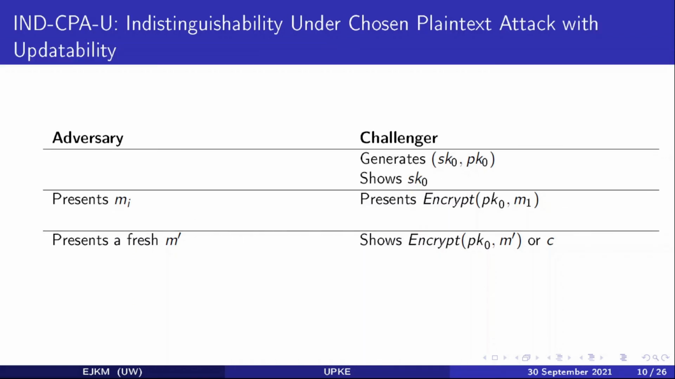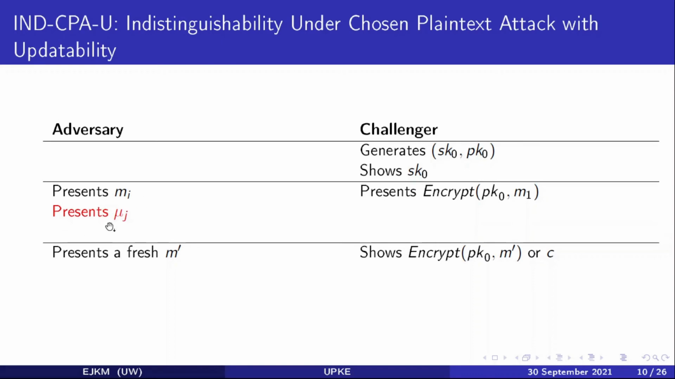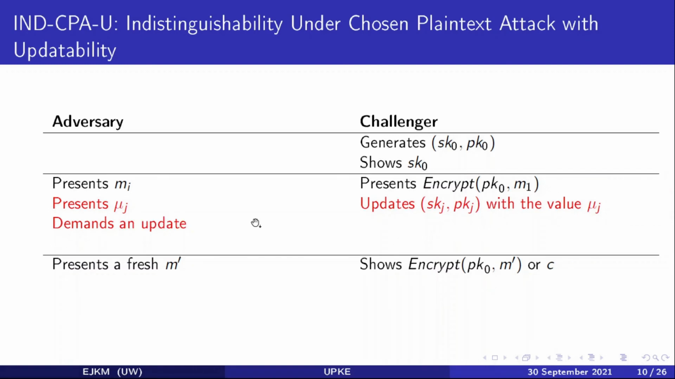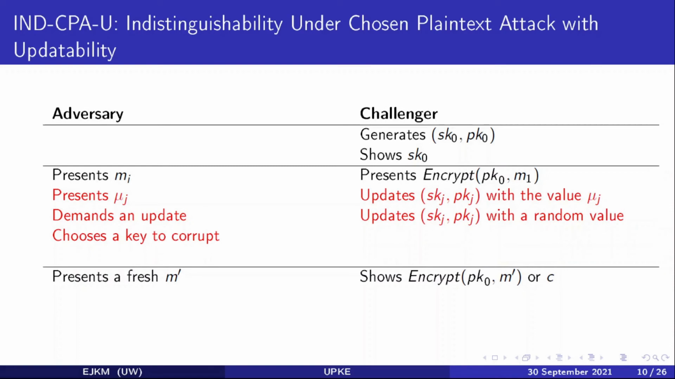In the IND-CPAU variant of the game, the adversary is given more options on what to do in the intermediary phase here. As always, they can present the message to get the encryption. However, they can also present an update value to force the challenger to update their keys with this update value. They can also just demand an update, which forces the challenger to update with a random value. And finally, they can choose a key to corrupt, which forces the challenger to present the chosen secret key.